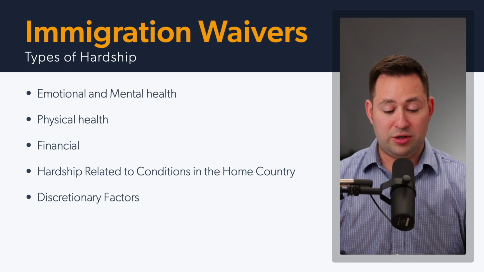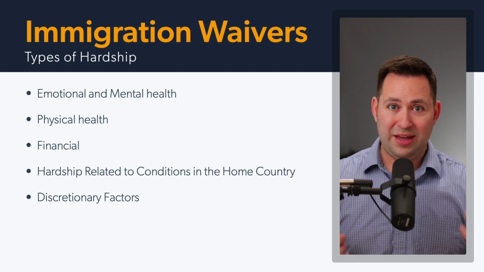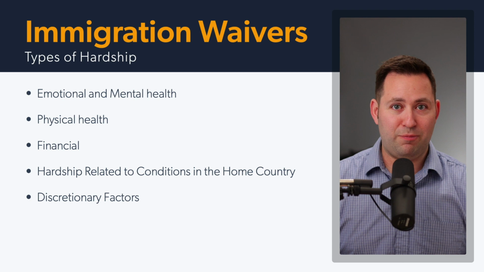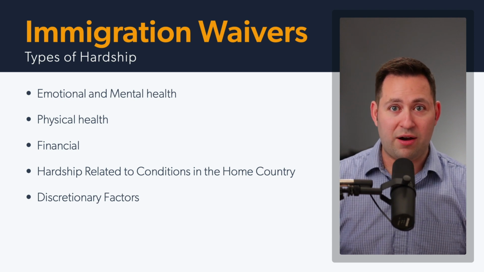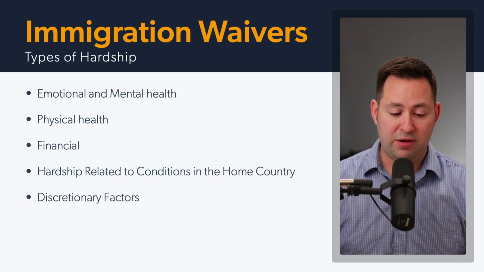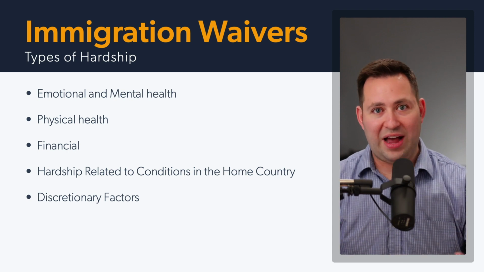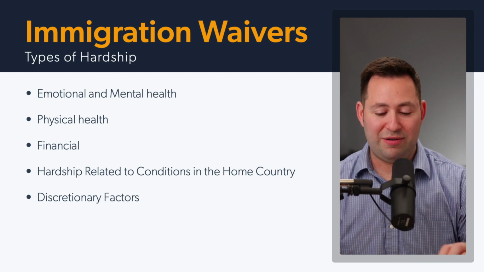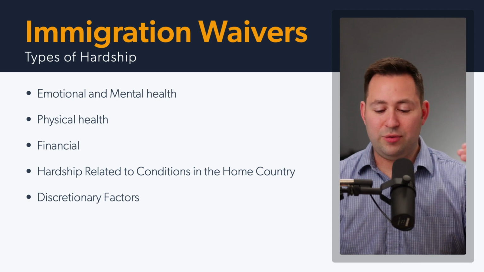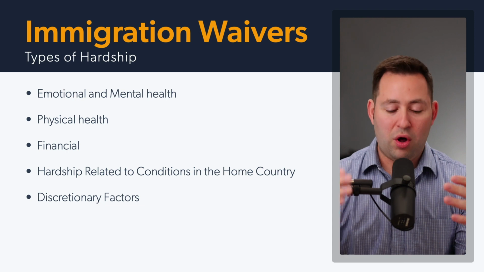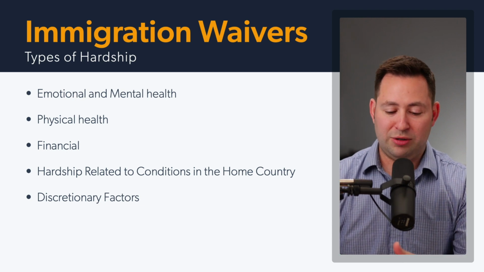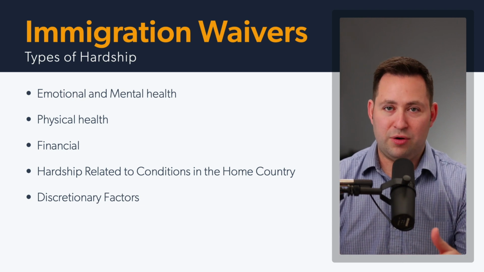And then finally, we discuss discretionary factors, which could include time in the U.S., whether or not you've paid taxes, whether or not you've worked lawfully, how many children you share or have in the United States that were born here, and a whole host of other factors that could be positive discretionary factors. And so we like to interview our clients and really get an in-depth understanding of all of these aspects of their life, their emotional and mental health, physical health, and so on.